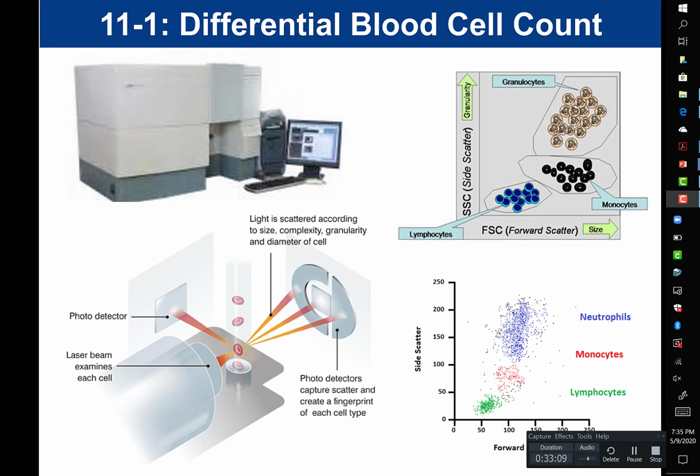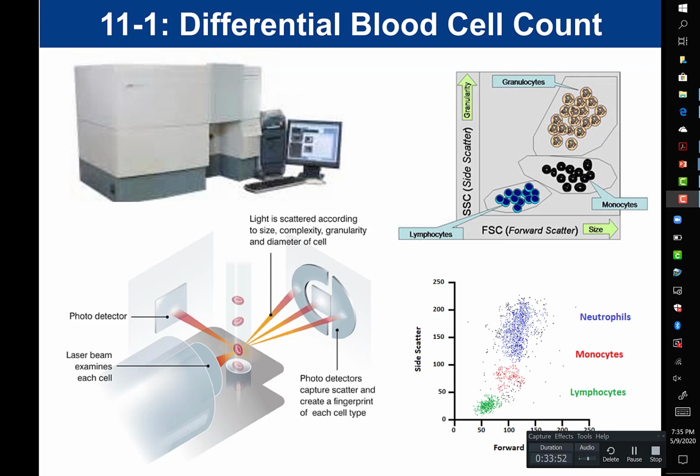So on the bottom is just another way that you would actually see this on the computer. Each of those little dots represents one cell. So that's one cell's forward scatter and its side scatter. And then we define parameters saying this amount of side scatter and this amount of forward scatter would be a neutrophil, for example. And this amount of forward scatter and this amount of side scatter would be a monocyte, and so on and so forth. And so this is just an automated way to count the number of white blood cells.